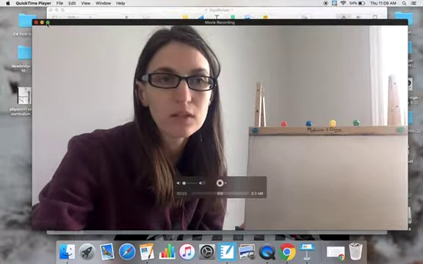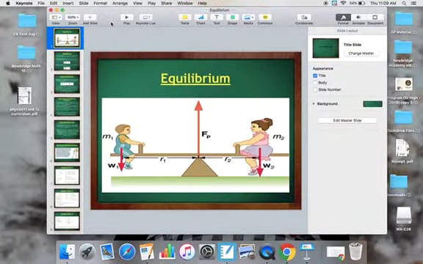Alright, so Physics 12, this is our lesson now on equilibrium. Last lesson we were looking at torque, and in this lesson we'll be combining what we just learned about torque and bringing it in with the concept of equilibrium. Okay, so here we go.